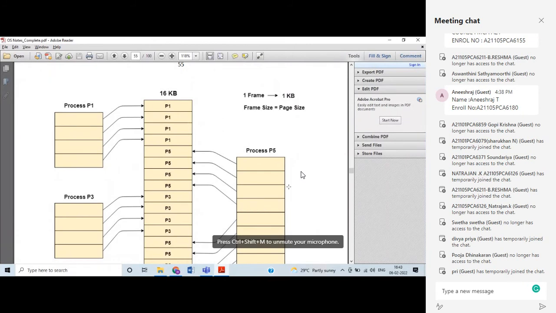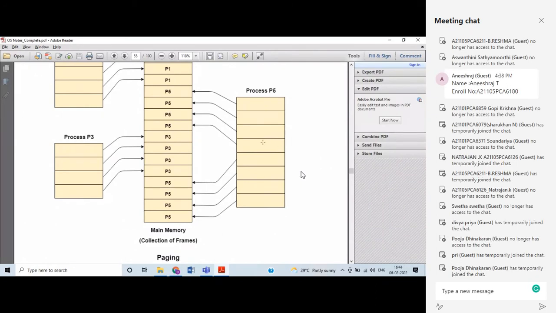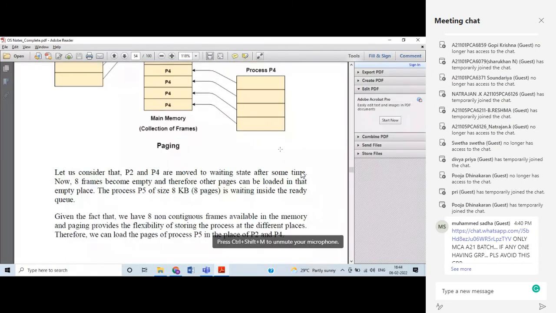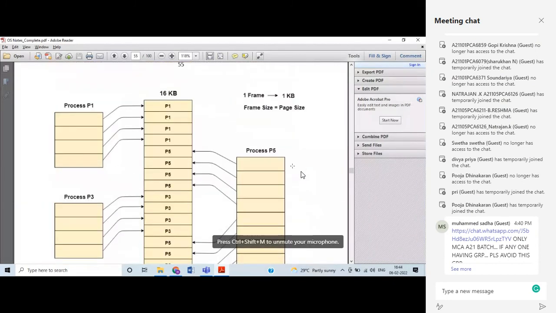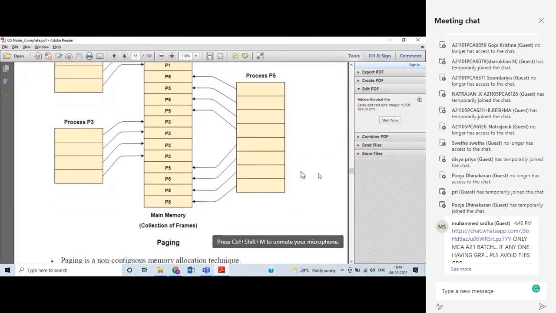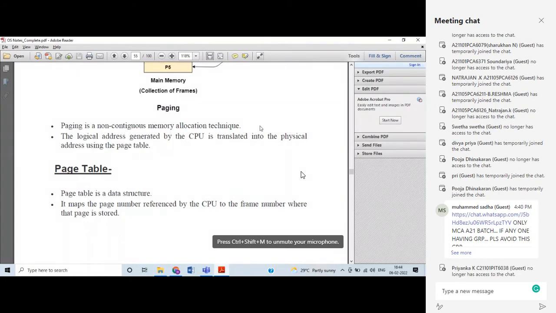Before this, if the free spaces were separate like this, we couldn't store the pages. That is why, under the concept of paging, the process has been divided into a number of pages in order to store them in non-contiguous spaces. This is the main idea behind paging. Students, I think you will understand this diagram. Did you understand paging? Yes, ma'am. Yeah, we will understand.